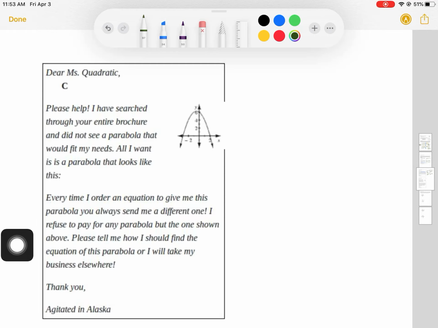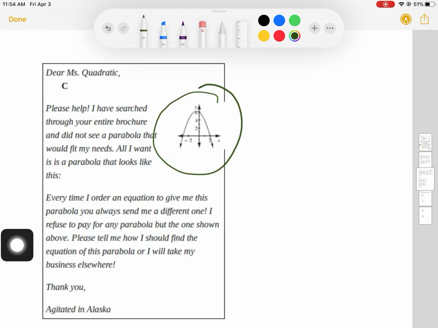All right, moving on to C. C says, please help. I've searched through your entire brochure and I didn't see a parabola that fits my needs. They want a parabola that looks like this one. So now this one is opening upside down. And it says every time I order an equation to give me this parabola, you send me a different one.